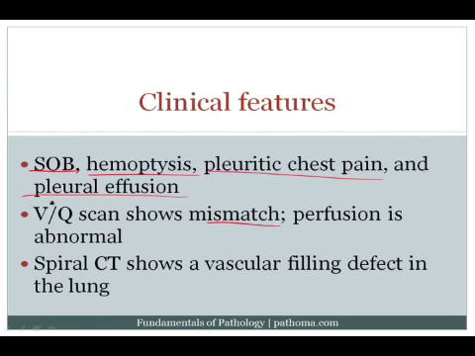Remember that the V represents ventilation and the Q represents perfusion. And of course, if we block the blood supply with a PE, then the perfusion is going to be abnormal. At the same time, one of the tests that's useful is something called a spiral CT, and the spiral CT would show that there was a vascular filling defect in the lung, indicating that we've got some sort of embolus that's blocking the blood supply within the lung.